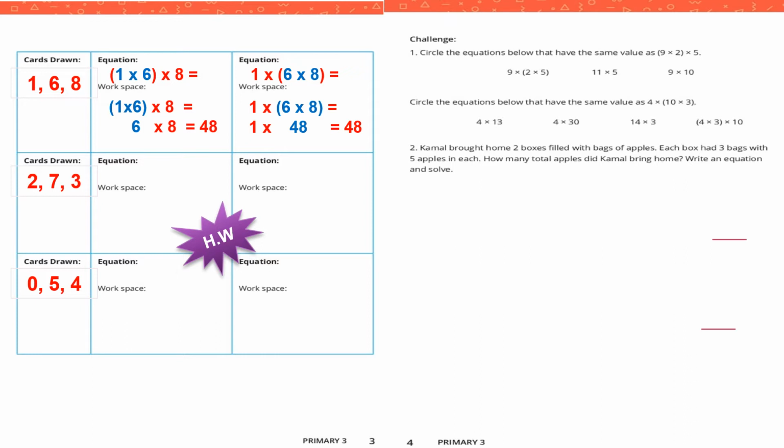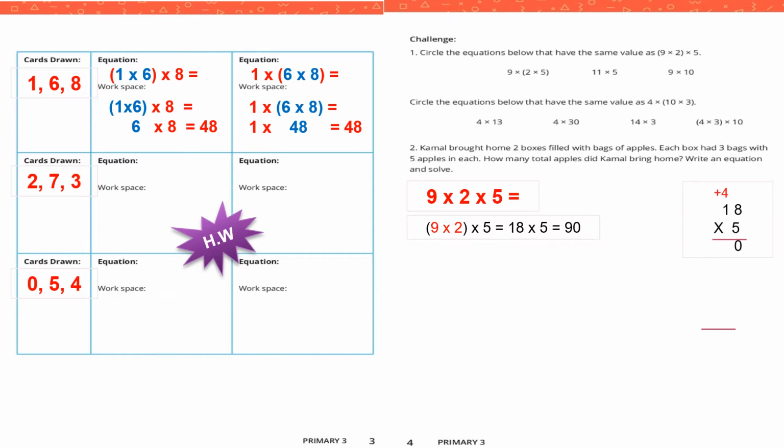The next two cards, I'll give you numbers and you will solve it as a homework. Let's move to the challenging part. Number 1, circle the equations below that have the same value as 9 times 2 times 5. He wants to know which of these three choices have the same value. Okay, let's take it. 9 times 2 times 5. I will take 9 times 2 between two brackets like he did in the question. 9 times 2 equals 18. 18 times 5, 90.